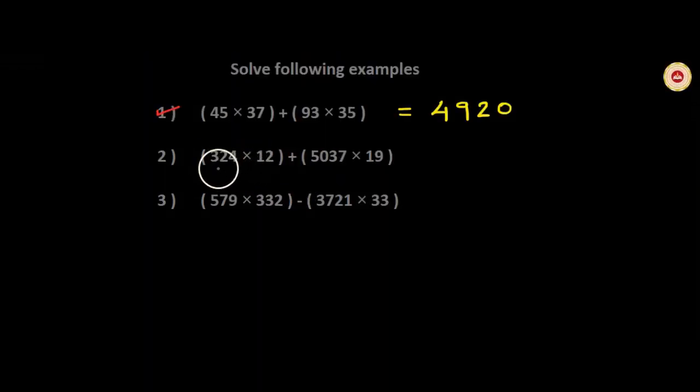Second example, 324 multiplied by 12 plus 5037 multiplied by 19. So let us first write these two products.